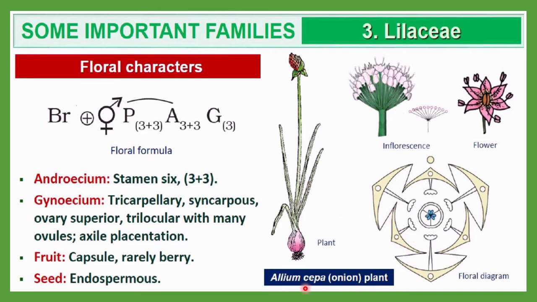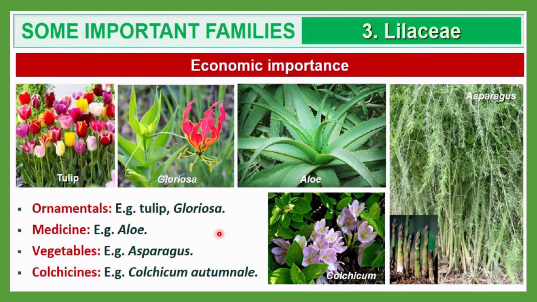Here a scientific name is given for the onion, and that is Allium cepa. Let me discuss the economic importance of the Liliaceae family. Mostly these are used for ornamental decorative purposes. You can see these beautiful flowers. In so many gardens you will observe tulips, a member of the Liliaceae family. Then this is Gloriosa, also a very beautiful flower you may observe in some gardens. So both tulip and Gloriosa are for ornamental decorative purposes.